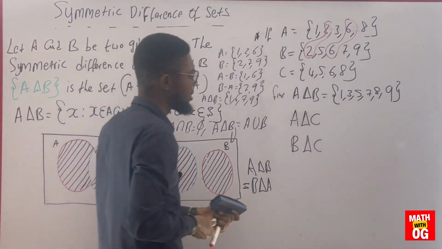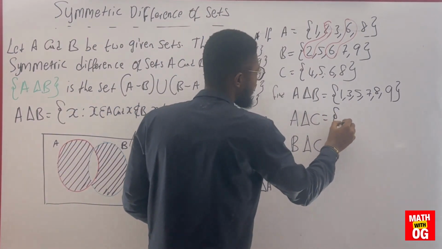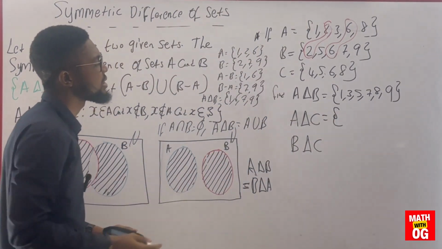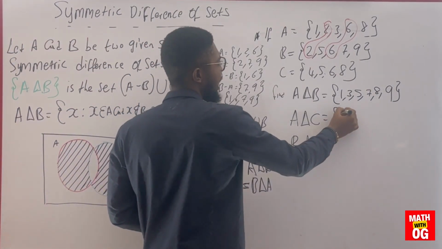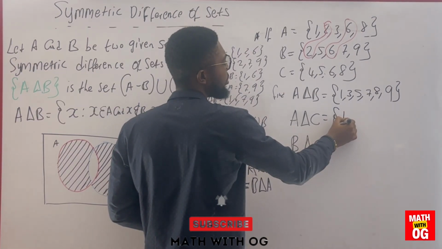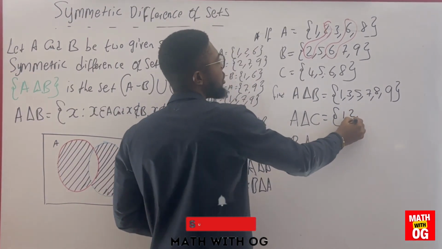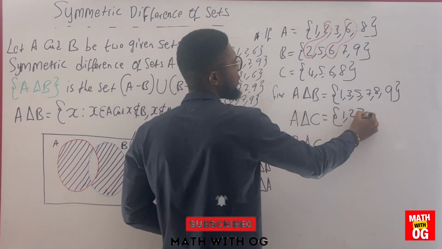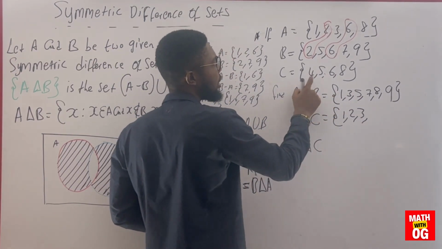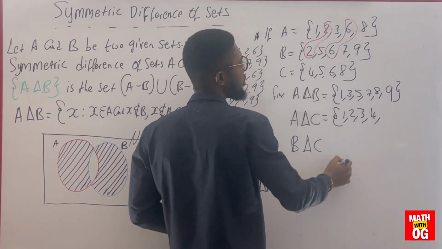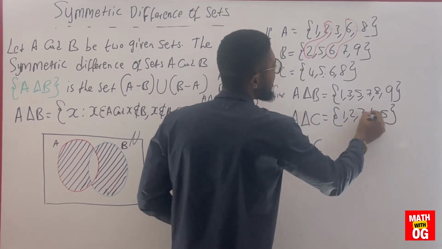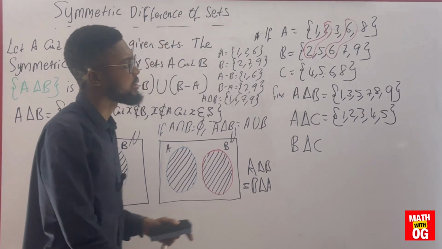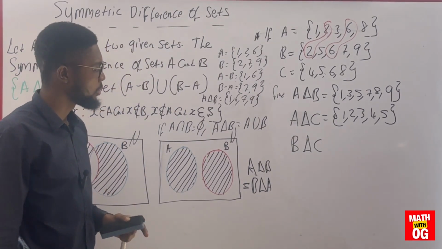Now let's move on to A, symmetric difference of A and C. So list out everything, eliminate what is common. For A and C, I have 1, not common. I have 2, not common. I have 3, not common. I have 4, not common. I have 5, not common. 6 is common, and 8 is common to A and C.